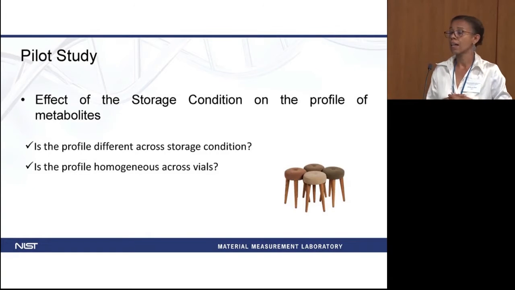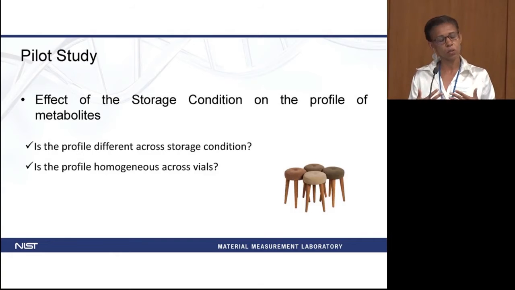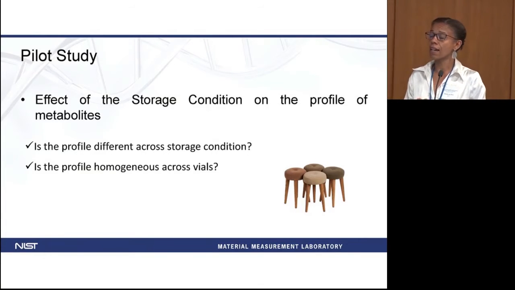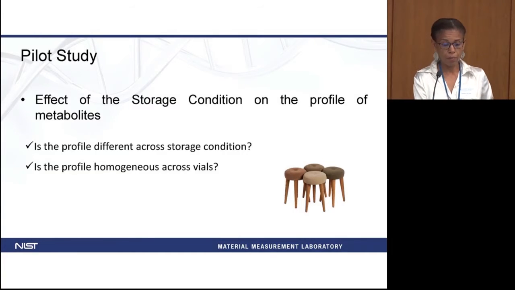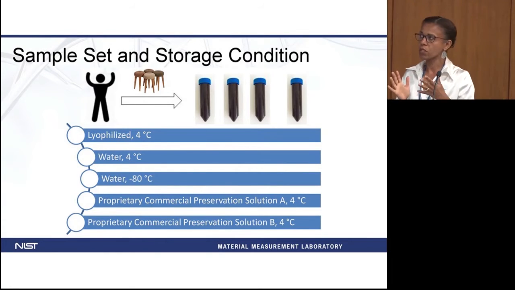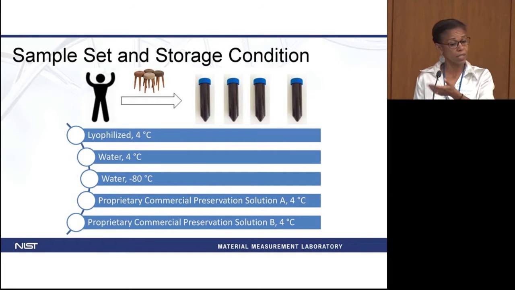In our pilot study, we were interested in understanding the impact of the storage condition on the profile of the metabolites and also the homogeneity across different vials. As a pilot study, we have just preliminary data, so we are just scratching the surface of this huge effort. Our samples came from a single donor, and the sample was split in 4 different vials and stored in 4 different conditions: lyophilized at 4 degrees, water at 4 degrees, water at -80, and 2 proprietary buffers that we call A and B.